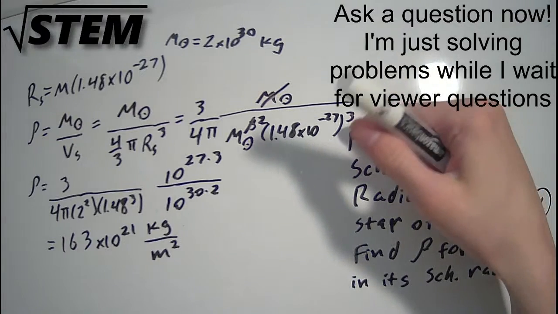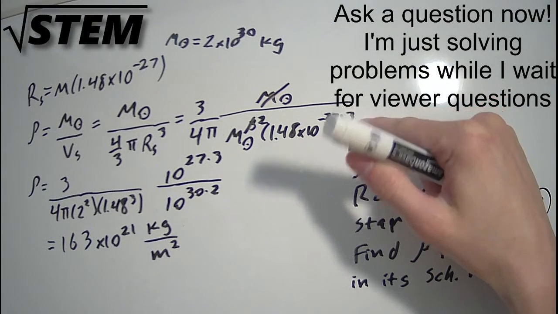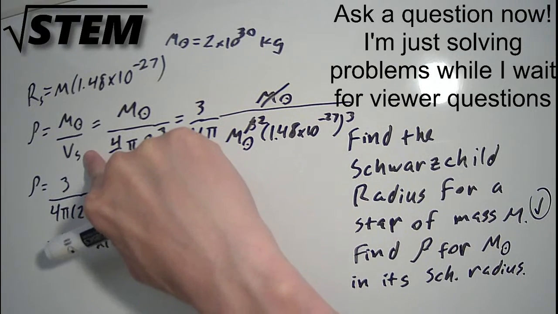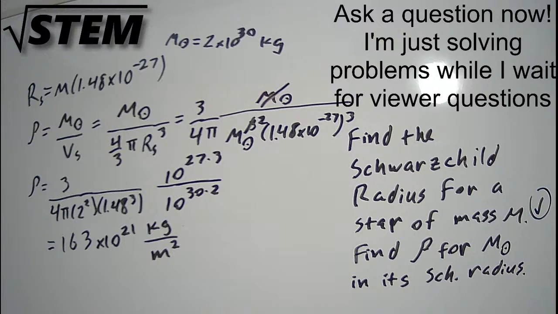So I was right that this was a very small volume, which is precisely why this is such a huge density, because we were dividing by that very small volume. And yeah, that is an insanely huge number. Okay, that was fun, doing some physics.